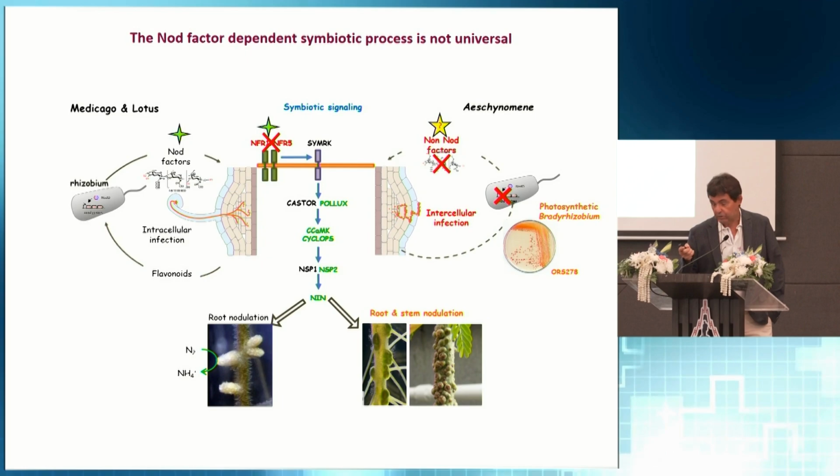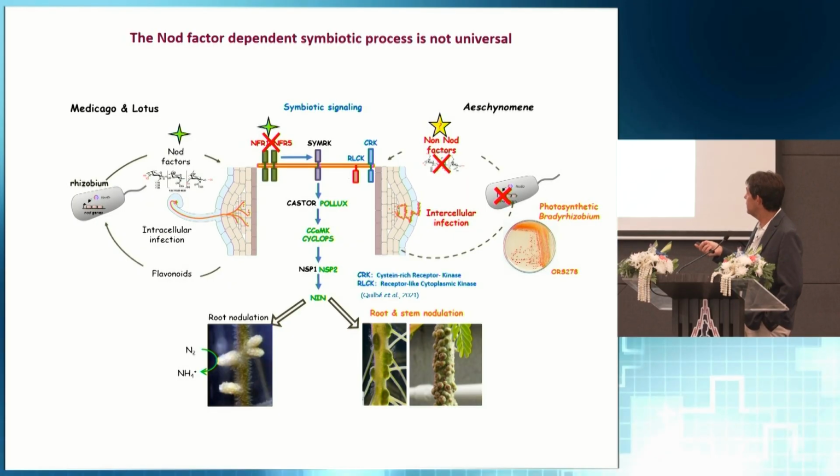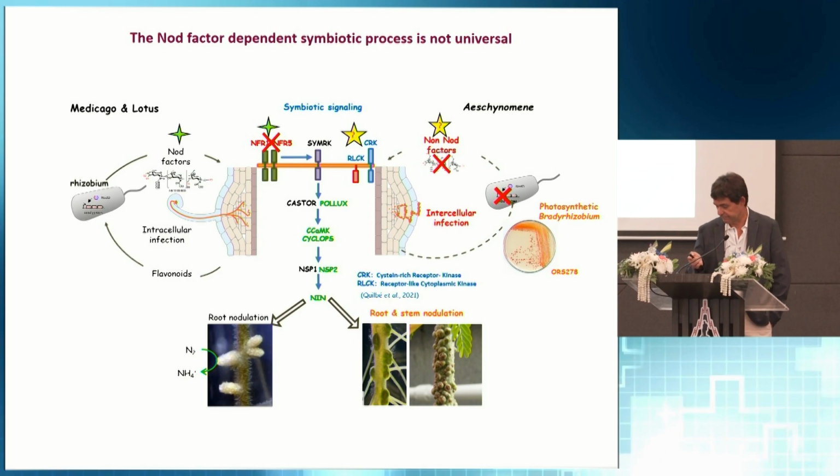In counterpart, this mutagenesis screen has permitted the identification of two new symbiotic genes that both encode receptor kinases and that we assume can sense the non-Nod factor signal produced by photosynthetic Bradyrhizobium. So we hope that thanks to the identification of this new putative sensor, it will be possible to identify this new symbiotic signaling pathway activating the nodulation in Aeschynomene.